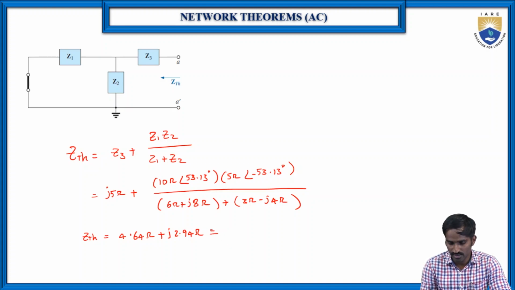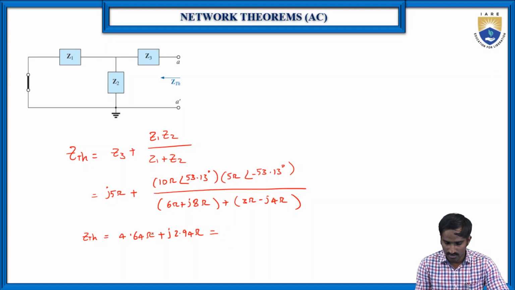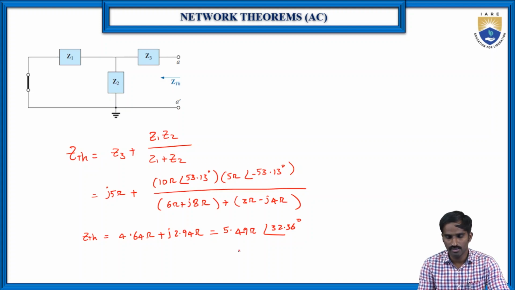This can again be converted into polar form. If you convert this value into polar form, you will get 5.49 ohms at an angle of 32.36 degrees. We already know how to convert polar into rectangular and rectangular into polar form, so there is no need to discuss it again. So this is how we have calculated the Z Thevenin value.